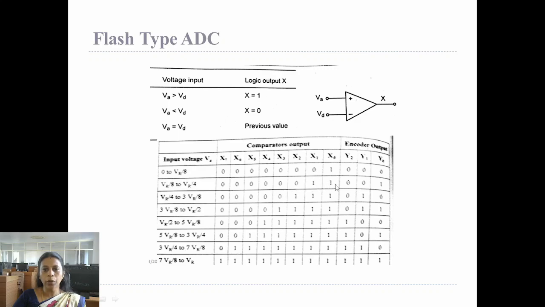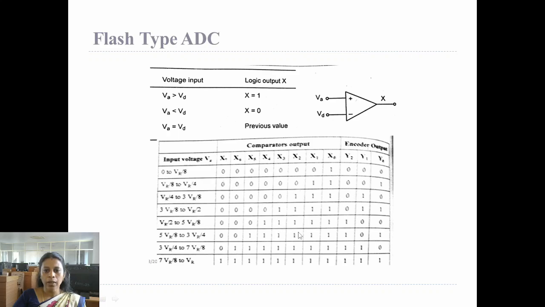Next, when the analog input lies between VR by 8 and VR by 4, the lower two comparator outputs, x1 and x0, will be high. This data is given to the 8 to 3 line priority encoder, in which priority is given to x1. So the output will be 0, 0, 1. Next, as the input goes on increasing, x2, x1 and x0 are all 1. Here the preference is given to x2, which makes the output 0, 1, 0.